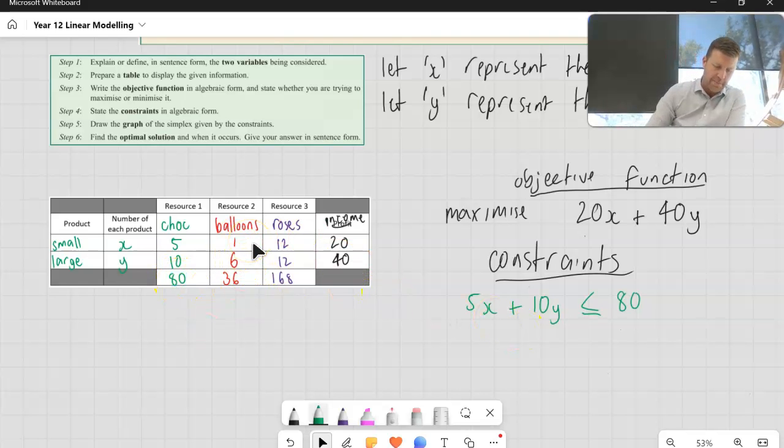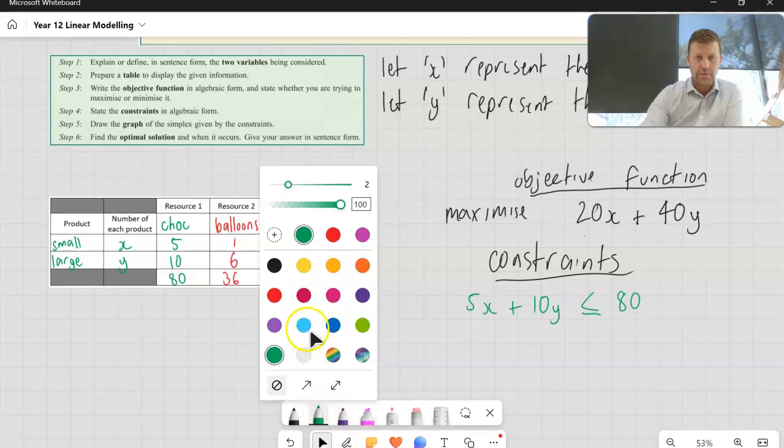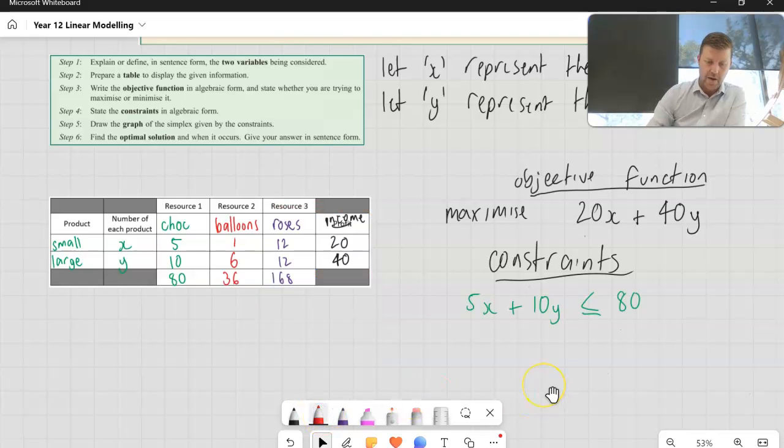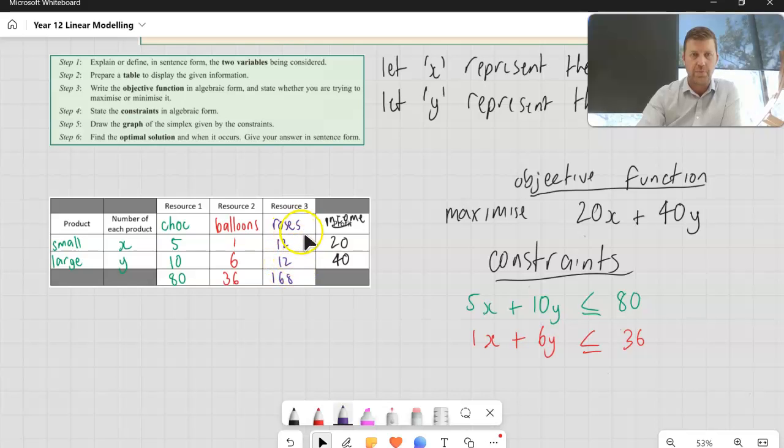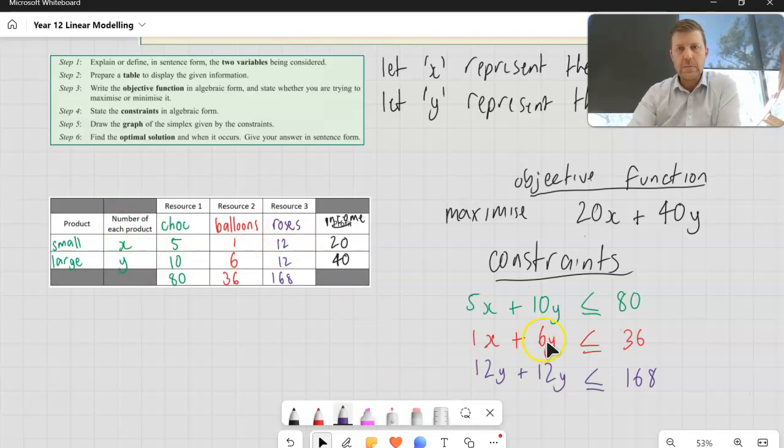So balloons, we'll do the same based on the constraint there. Again, I'll change that to red. So this time it's 1x, or we could just write x plus 6y needs to be less than or equal to 36. The final constraint that we're looking at is the roses, and this time it will be 12x plus 12y must be less than or equal to 168.